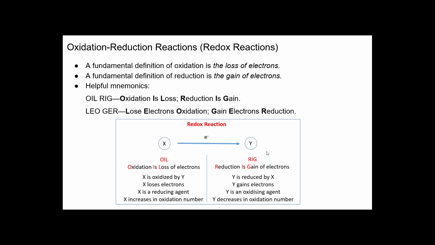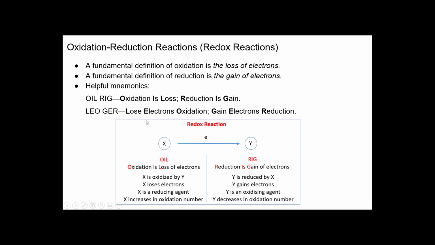So I found some things to try to make this easier to understand. The term oxidation means the loss of electrons. Reduction means the gain of electrons, and this is where people have a hard time. OIL RIG is a nickname to remember this. OIL RIG: oxidation is loss, reduction is gain. There are also these other ones that are weird: lost electrons, oxidation; gain electrons, reduction.